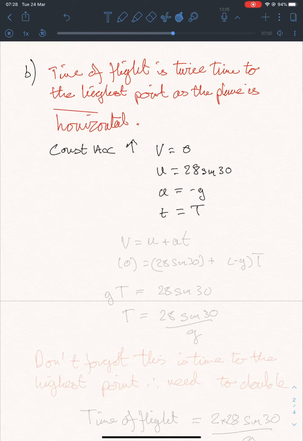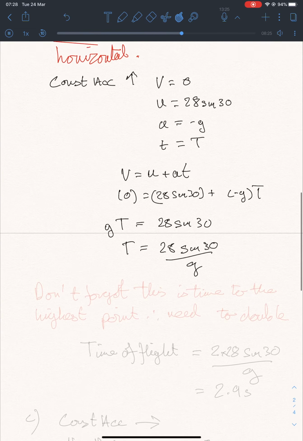So V, U, A and T, the equation we need is V equals U plus AT. Substitute in the values: 0 equals 28 sine of 30 plus negative g capital T. And now we can solve it. So gT equals 28 sine of 30. So T equals 28 sine 30 over g.